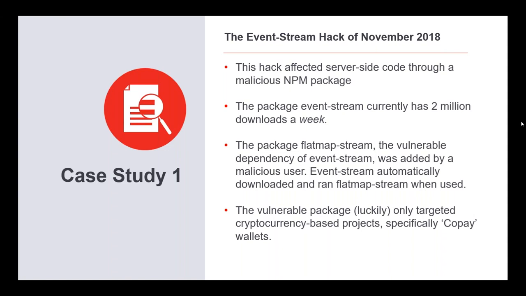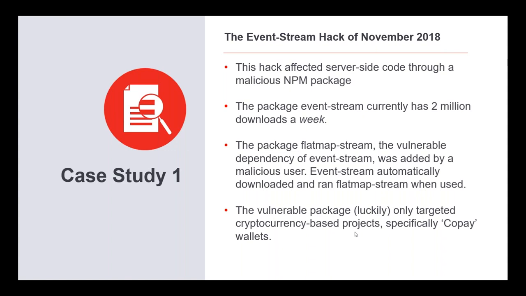It's a very useful library, and so it's evidently got a lot of downloads. So the package flatmap stream, which was a vulnerable dependency, was entirely malicious. It was added just by a malicious user, and it was added as a dependency of event stream, so that when event stream automatically downloaded updates, and not exactly updates, but with npm it's kind of dependencies, it would run flatmap stream, and then it would do some nefarious things.